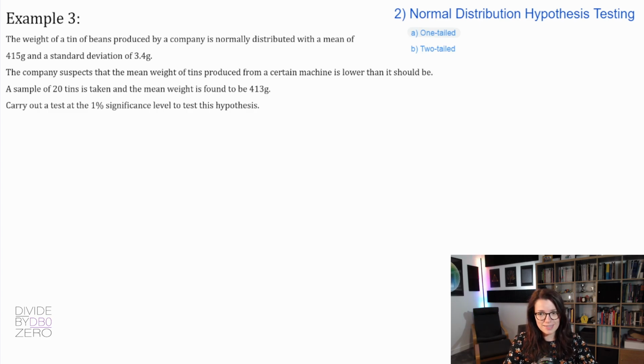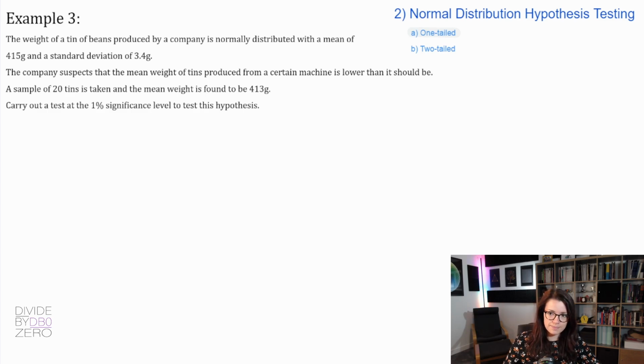So example 3 says the weight of a tin of beans produced by a company is normally distributed with a mean of 415 grams and a standard deviation of 3.4 grams. The company suspects that the mean weight of tins produced from a certain machine is lower than it should be. A sample of 20 tins is taken and the mean weight is found to be 413 grams. Carry out a test at the 1% significance level to test this hypothesis.